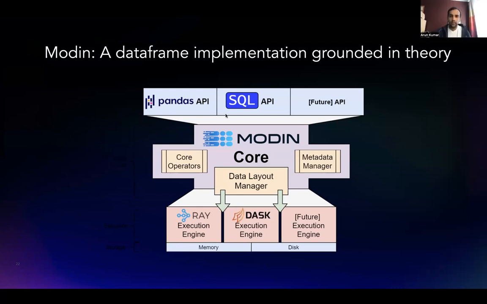Got it. Quick question on this front. So both Dask and Ray are task parallel execution engines. So does that mean Modin expects the data frame to be replicated across the machines and then it places operators on that? Or are you doing data parallelism?